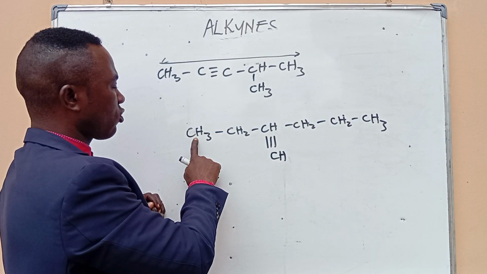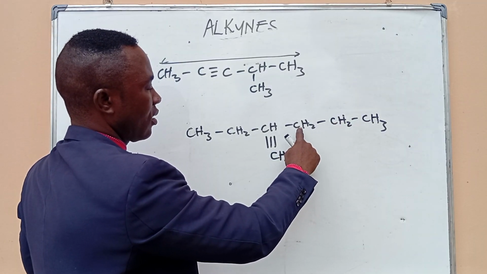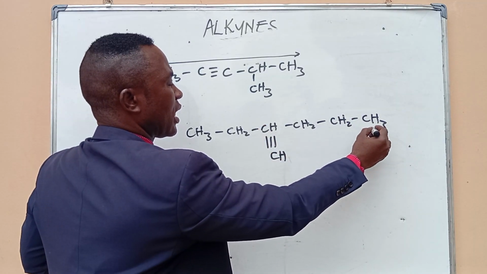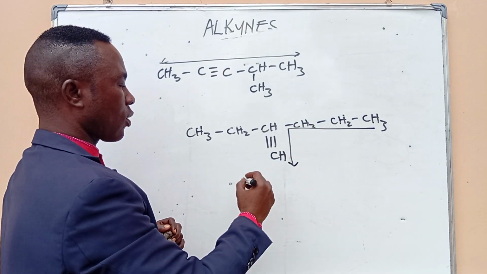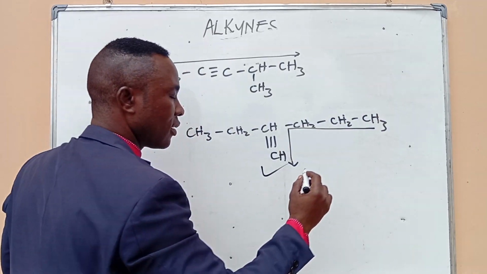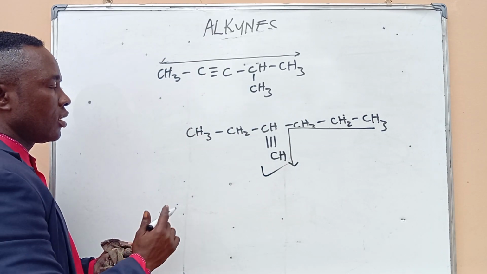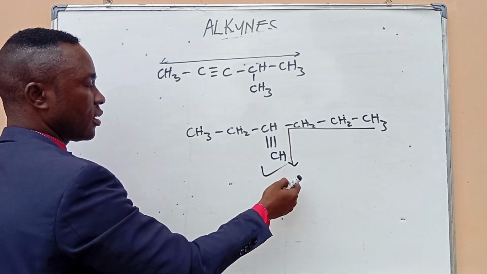So when we count 1, 2, 3, 4, or 1, 2, 3, 4, 5, you will see that this is the longest carbon chain that contains the triple bond. This one is longer, but it doesn't have the triple bond. This one has the triple bond, but it's shorter. So that is why we are choosing this one.